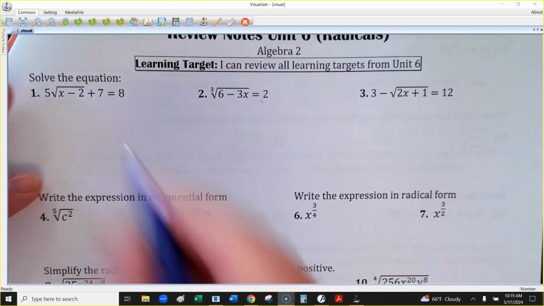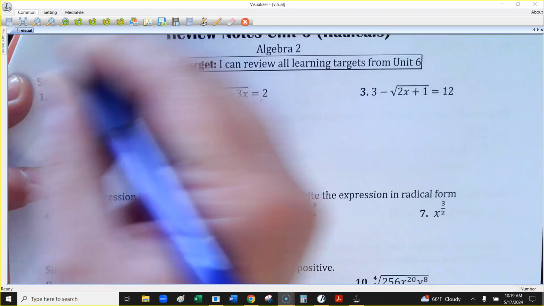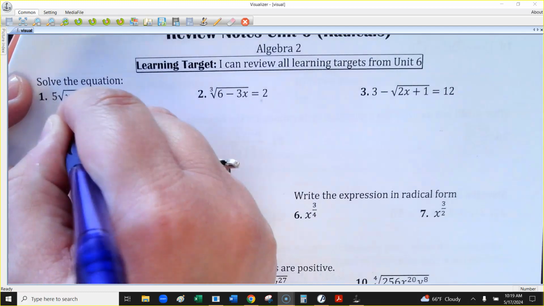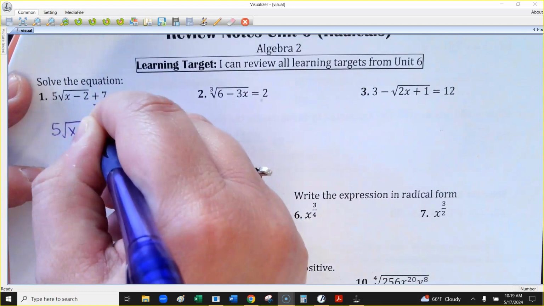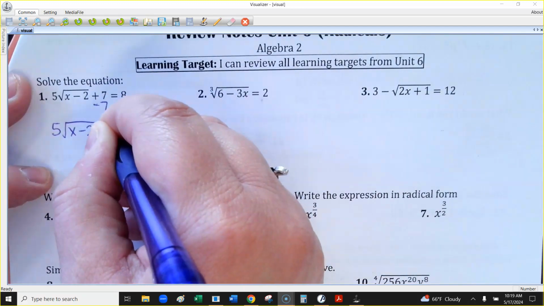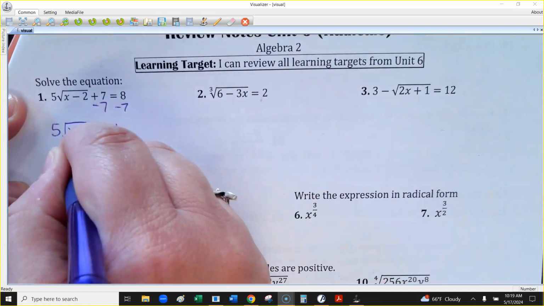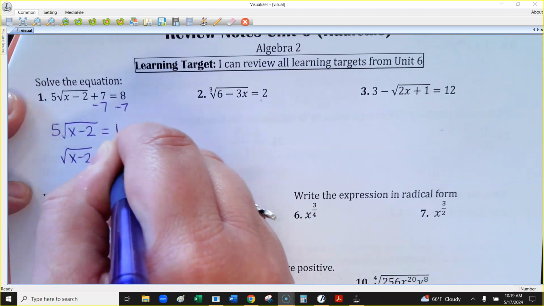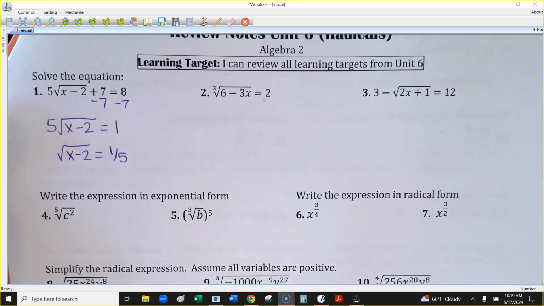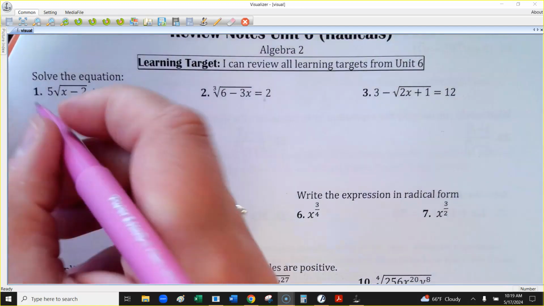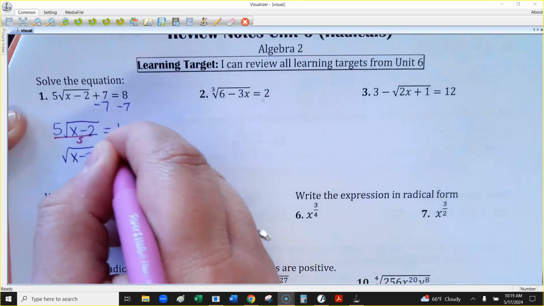Subtract the 7. Okay. All right, so I have 5 times the square root of x minus 2 equals 1. Okay, then what do you want to do? Divide by 5. So I have the square root of x minus 2 equals 1/5. Sorry, I'll try and sneak that in there. What do you want to do after that?